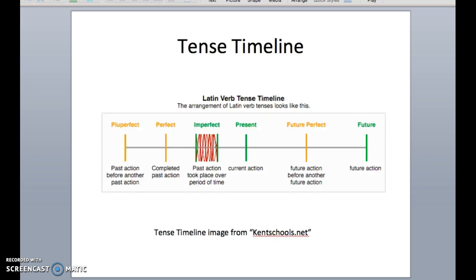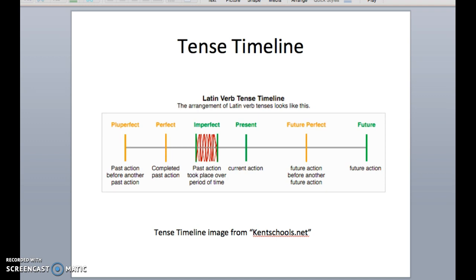So to begin with, let's just look at this awesome tense timeline, which I found on kentschools.net. Thought it would be a little bit more neat and organized if I used one of theirs rather than tried to make one of my own. If we look at this, it illustrates essentially where all the different tenses that we've learned thus far fall on a timeline, with the pluperfect, which we're learning today, being the farthest back in the past, and the future, which we learned back in February, being the farthest into the future, and present being right there in the middle in the current time.